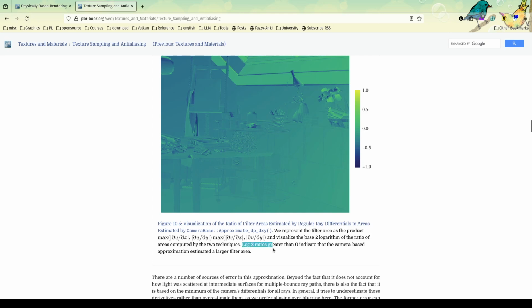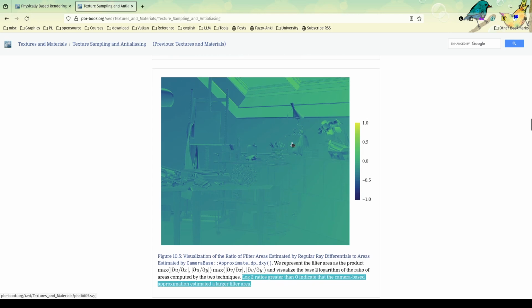A log2 ratio greater than 0 indicates the camera-based approximation estimated a larger filter area. Okay, yeah, so we want to be close to 0. And I think 1 or -1 means we don't have a very good approximation.